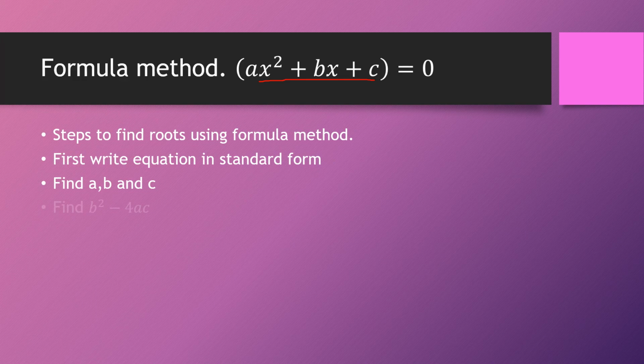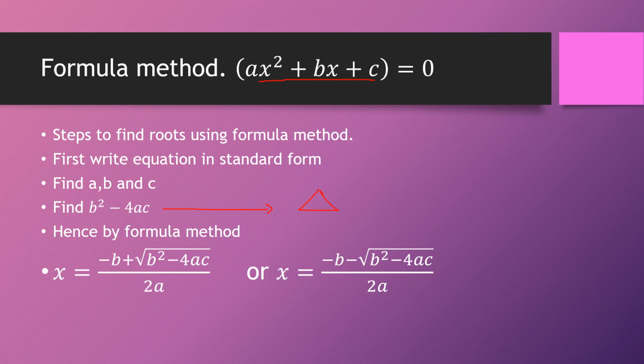Once I get a, b and c, I'll find b square minus 4ac. This is also called delta. We'll see this part later on. Once I get b square minus 4ac, I'll apply the formula method. So one value of x will be minus b plus square root of b square minus 4ac upon 2a, and the second will be x equal to minus b minus the same square root upon 2a. One will be minus and one will be plus.